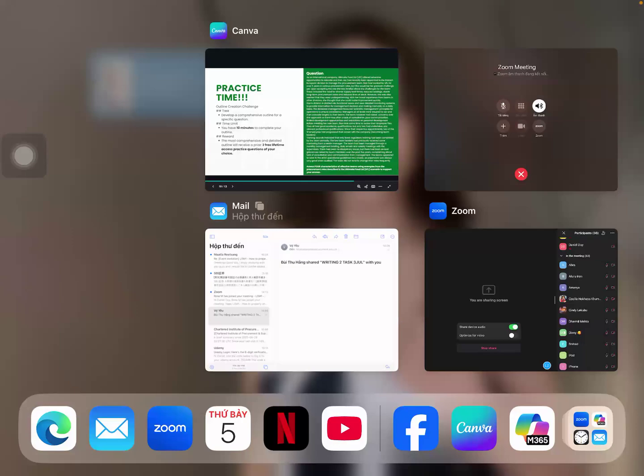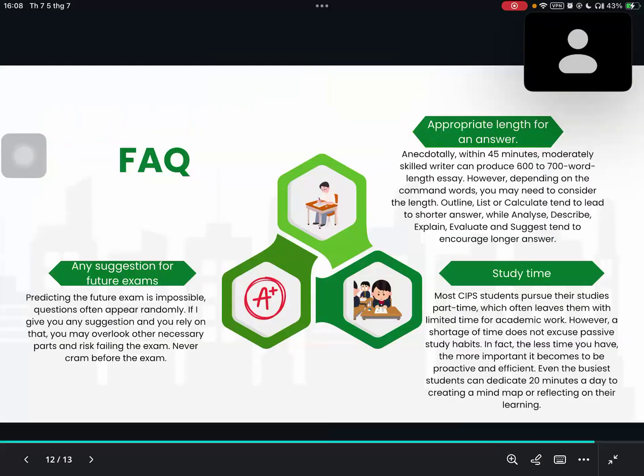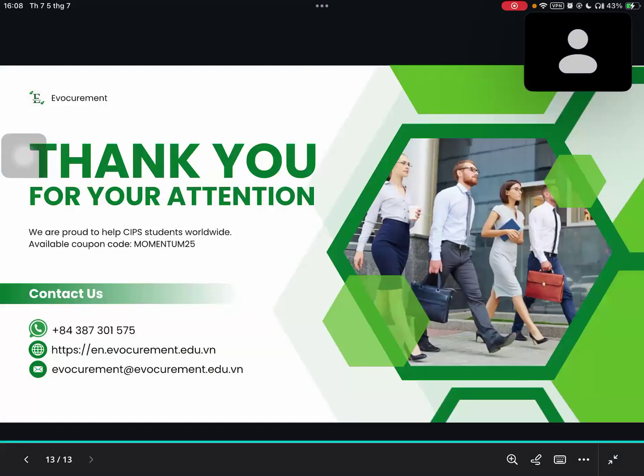So I hope that through this event, normally I only provide the knowledge, like what could be the answer for certain questions. But today I show you more about skill and how you can approach the exam more proactively rather than passively and ace the exam at the first attempt.